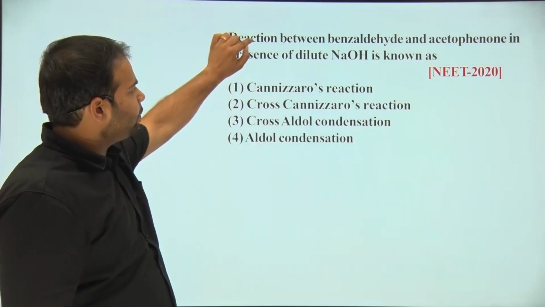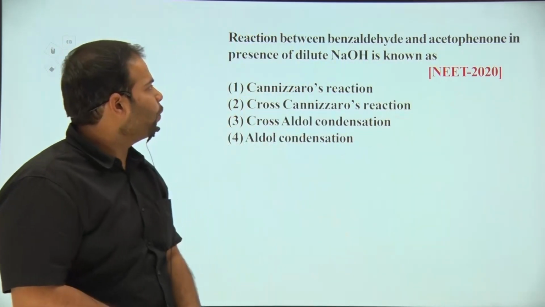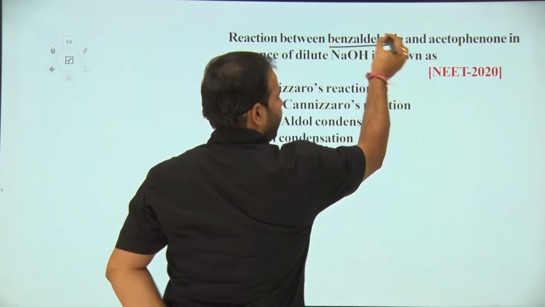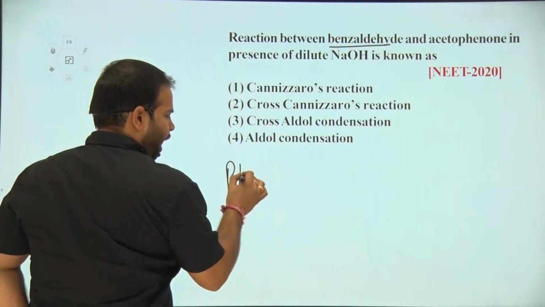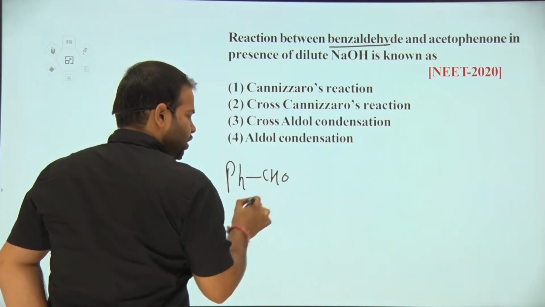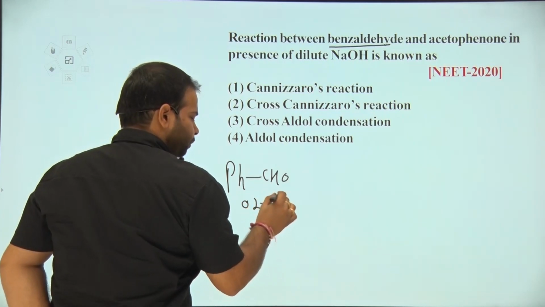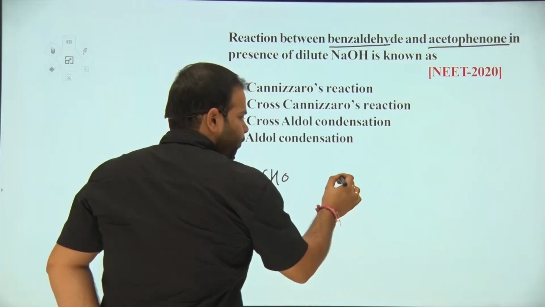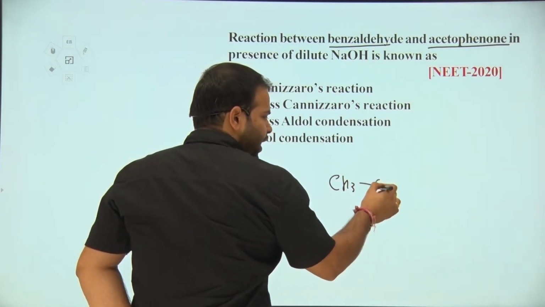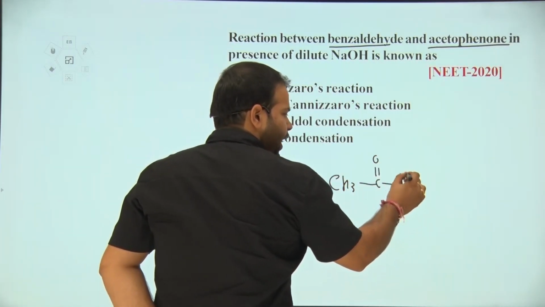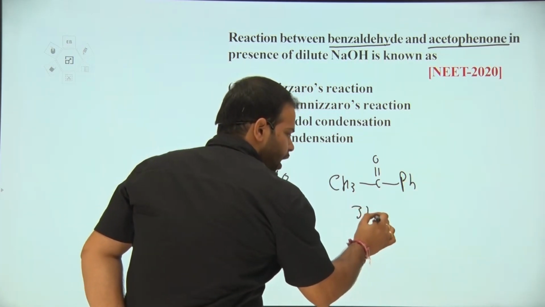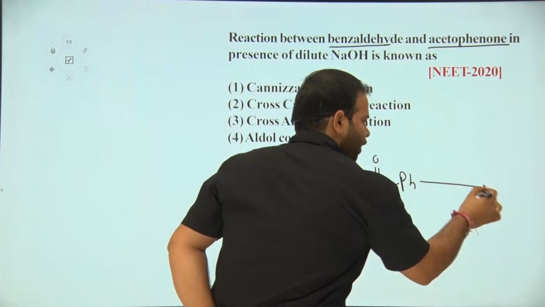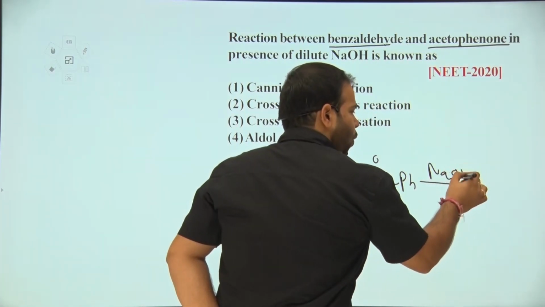The question is the reaction between benzaldehyde and acetophenone in presence of dilute NaOH. Now, what is benzaldehyde? Benzaldehyde is an aldehyde having 0 alpha hydrogen. Clear? And the second one is acetophenone. What is acetophenone? It is a methyl ketone, C6H5COCH3, having 3 alpha hydrogen. Now these two compounds are reacted with base NaOH.